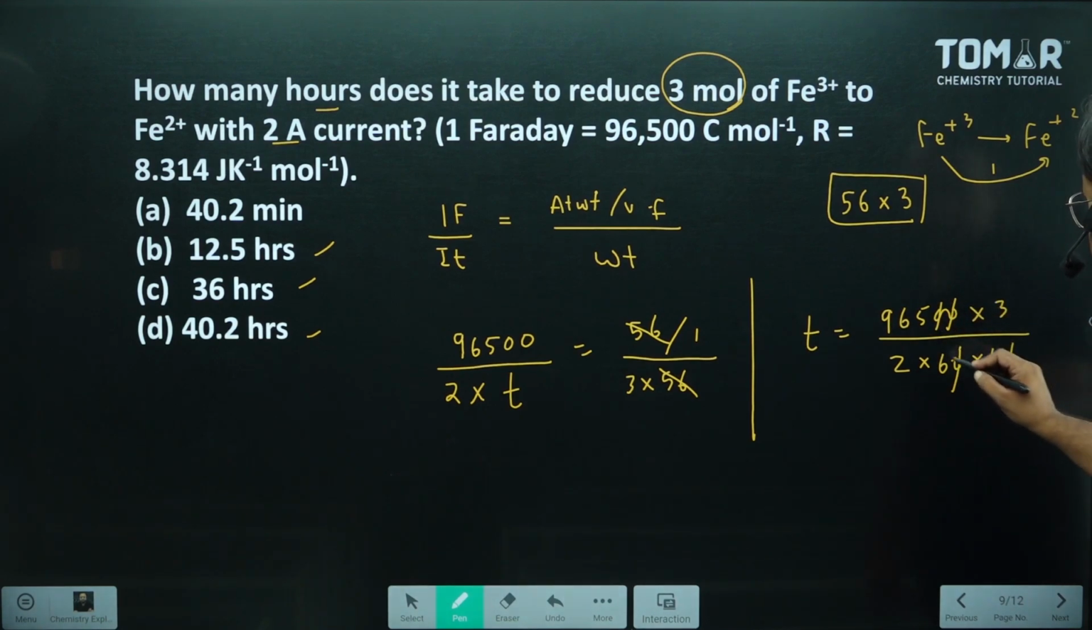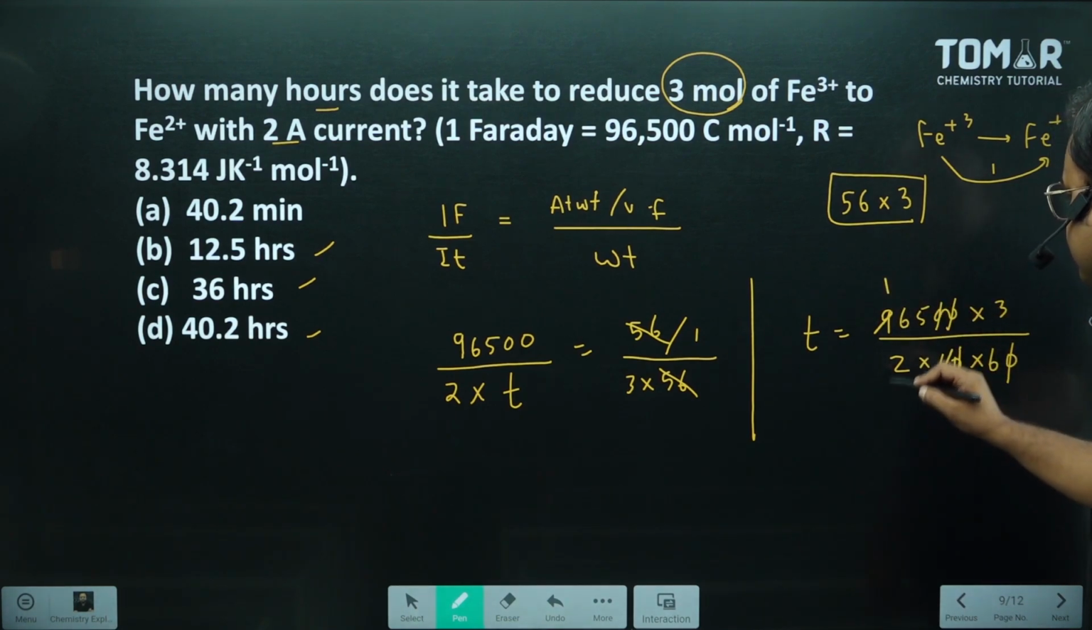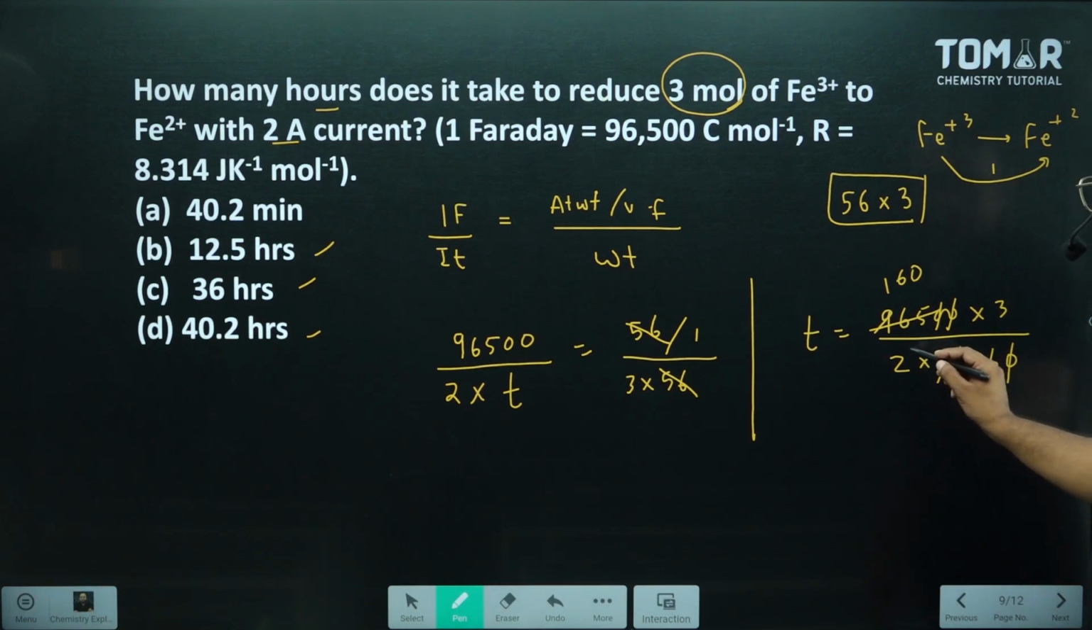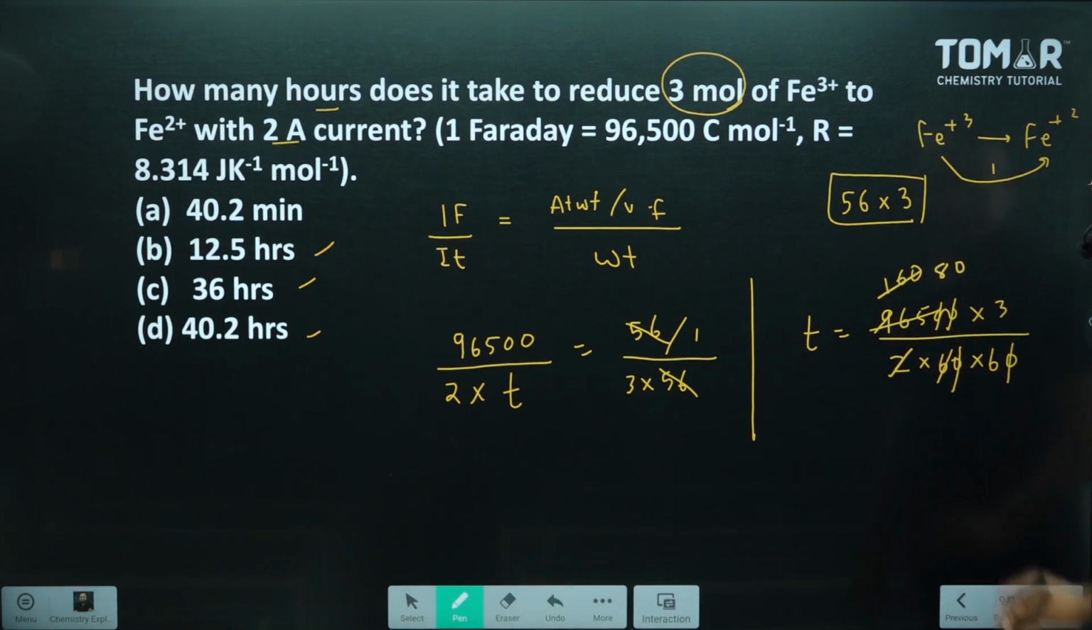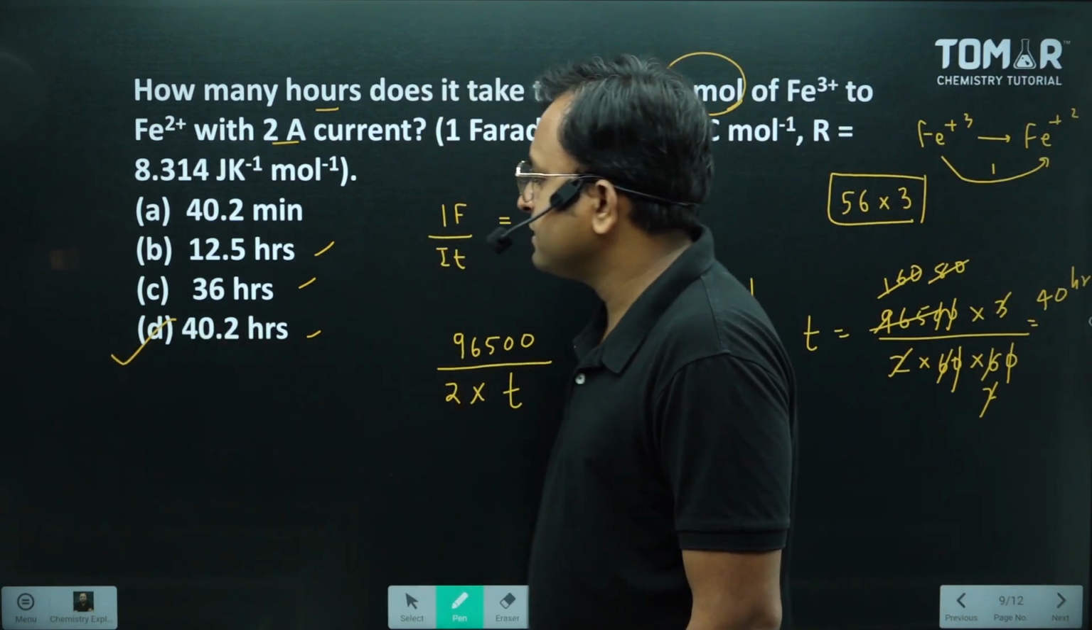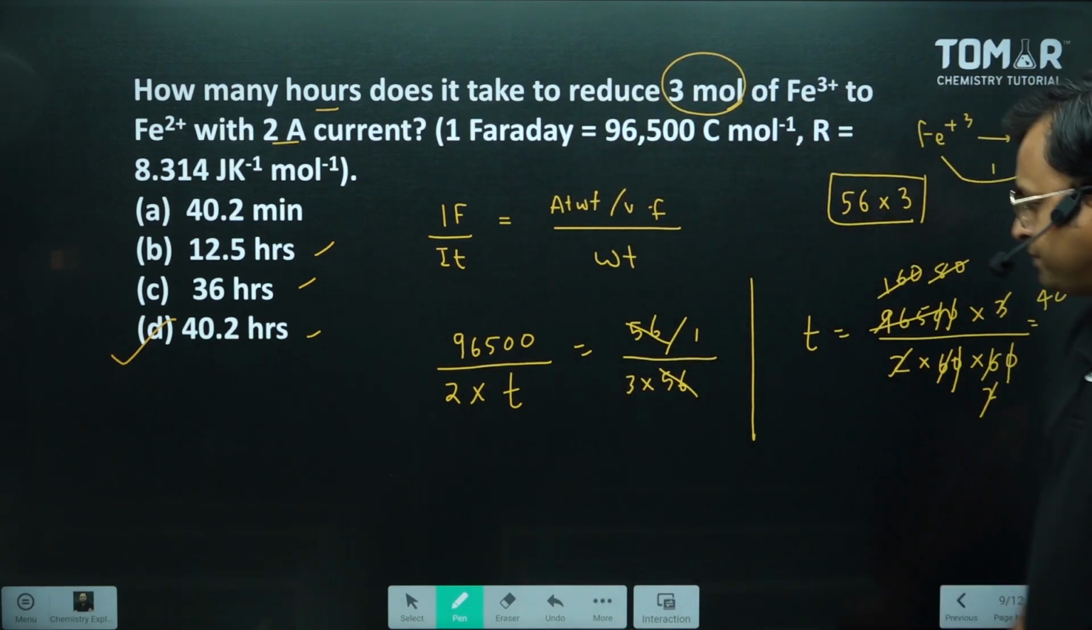12, 12. 6 1 ja 6, 6 6 ja 36, 6 zero ja. Then 2 80 ja, 3 2 ja, and 2 40. The time required is around 40 hours. So 40.2 hours is the time required.